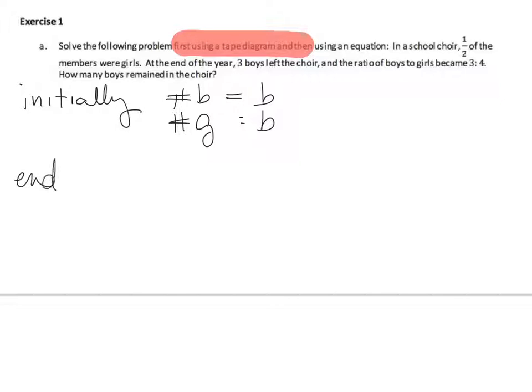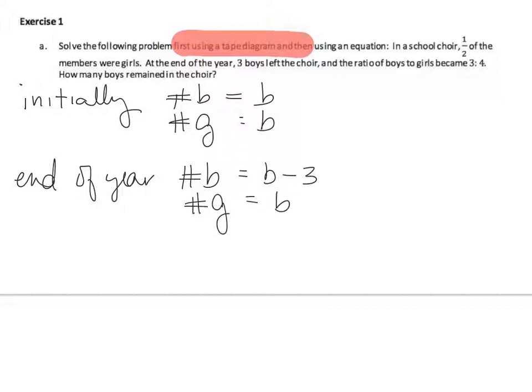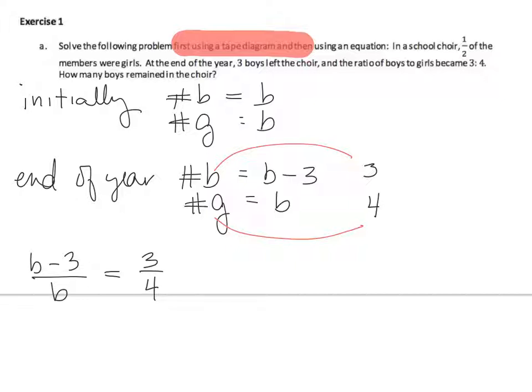And then at the end of the year, the number of boys is B minus 3, and the number of girls did not change. But we also know at the end of the year, the ratio of boys to girls became 3 to 4. So boys to girls was 3 to 4. So we can just set up a basic ratio of B minus 3 over B, that's boys over girls, equals the ratio 3 over 4, boys over girls.